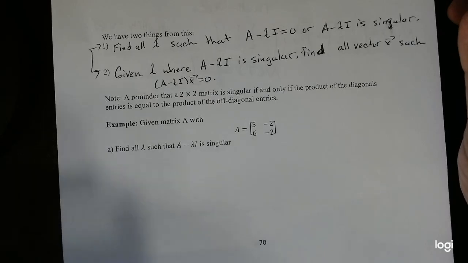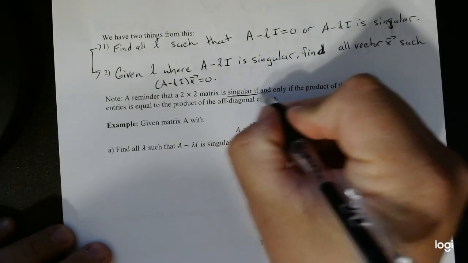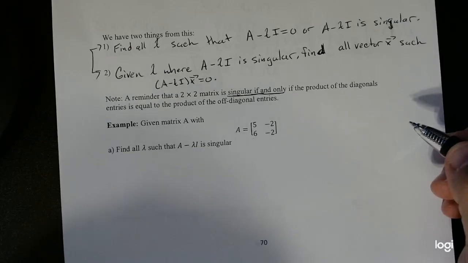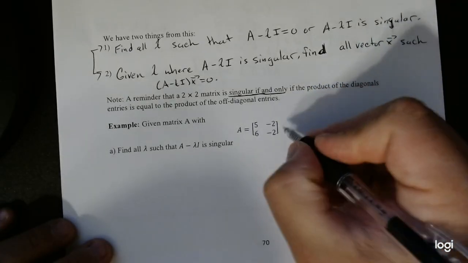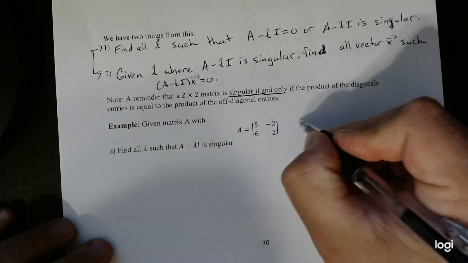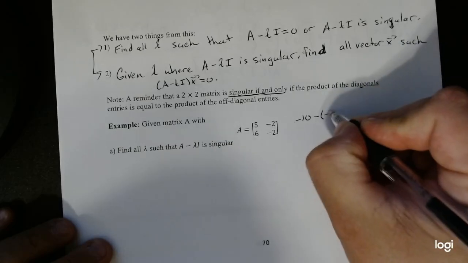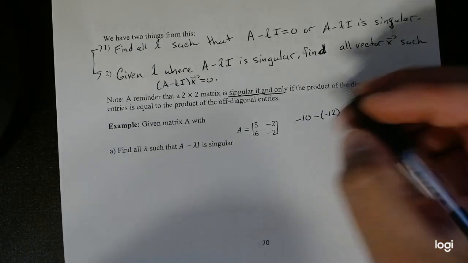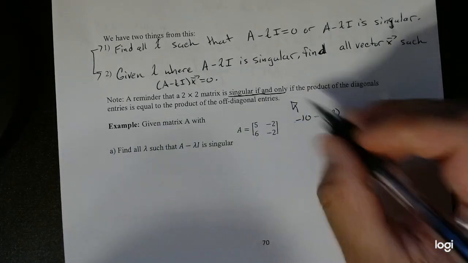Now, the nice thing is, because we start with 2 by 2, finding the determinant is pretty nice, because we have an equation for it. Singular is if and only if the product of the diagonals are equal to each other. So 5 times negative 2 minus this times this gives you 0. That represents whether it's singular or not, so we're going to force it to be singular in this situation.